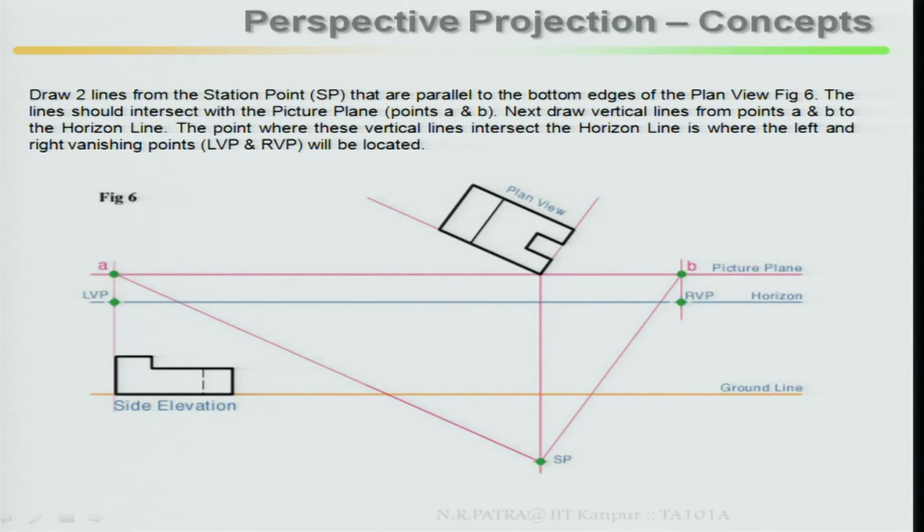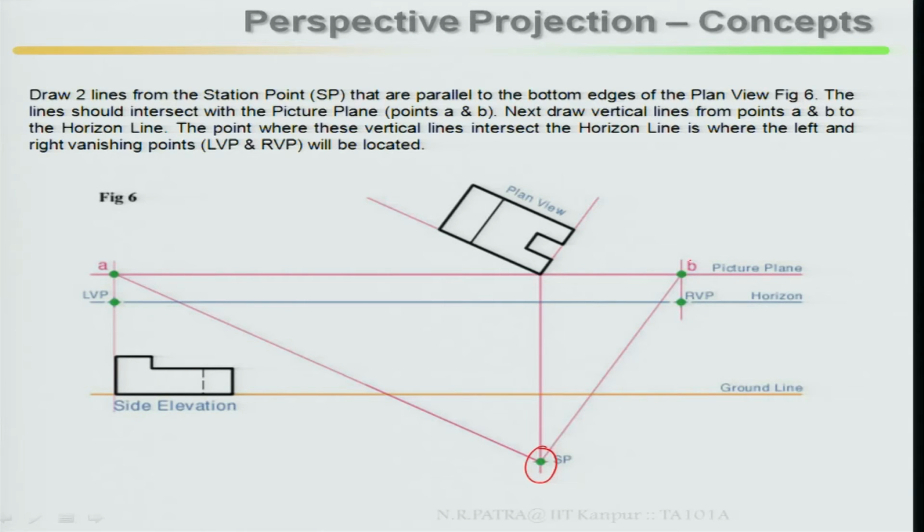Draw 2 lines from the station point. This is your station point. Draw 2 lines from the station point that are parallel to the bottom edges of plan view. This is your figure 6. This is the bottom edge, this is the bottom edge. From the station point, draw one line parallel to one bottom edge, and with the other bottom edge draw another parallel line.